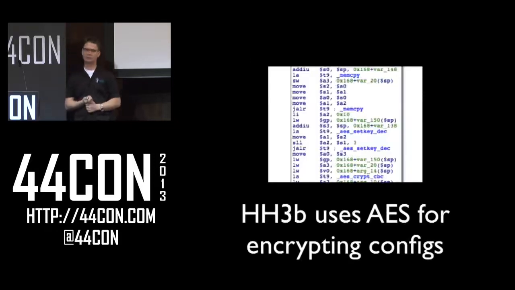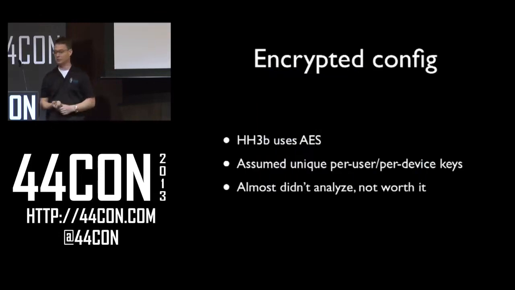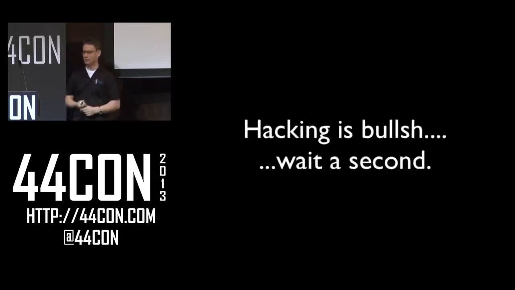And what I found when I disassembled the configuration import-export API was that the Home Hub is using AES. And I thought, well, AES is certainly well understood. It's well respected. I assume they're probably using per device keys or something like that. And I almost didn't analyze it. I was like, it's not going to be worth me finding a bug in AES or trying to find one. So I was like, this isn't worth it. Then I thought, hold on a second.